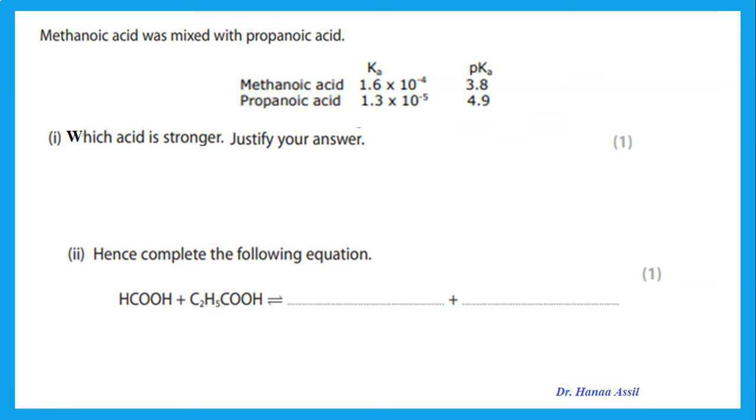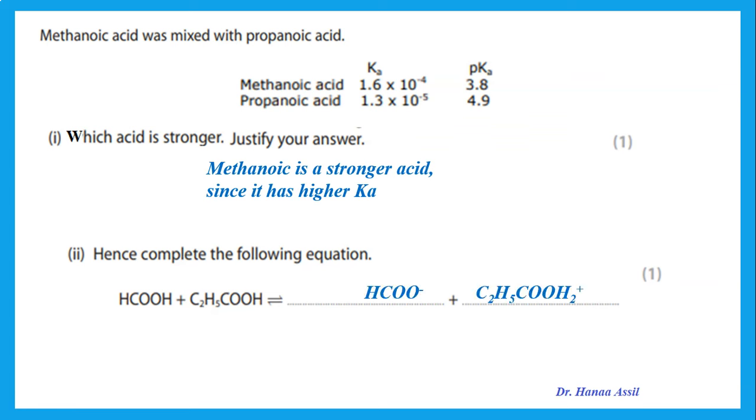So if we're given Ka and pKa for two acids, which acid is stronger? Remember we said the one that has higher Ka or lower pKa. This is the stronger acid, and that means if I react them together, then the one that is stronger, which is methanoic, is the one that will lose the H plus, and the other one will gain the H plus ions.